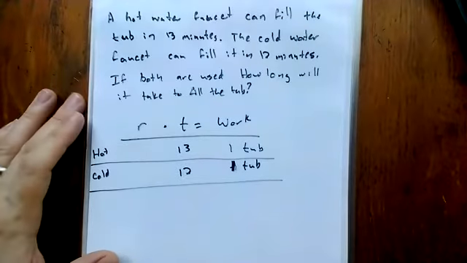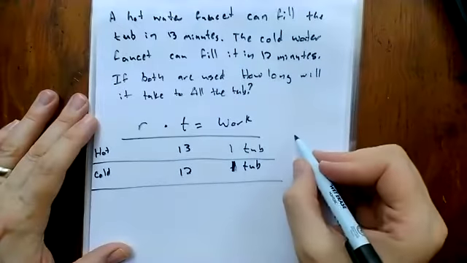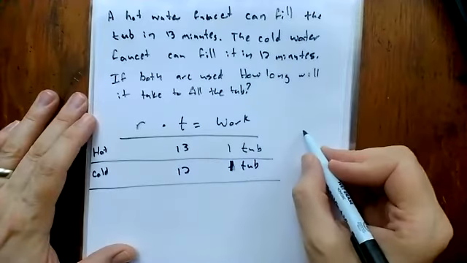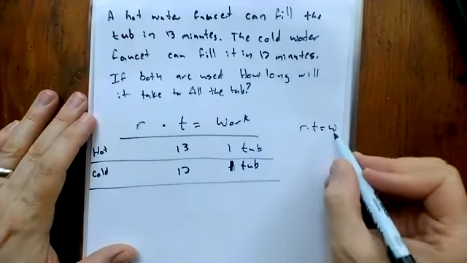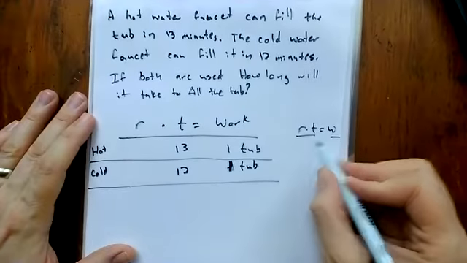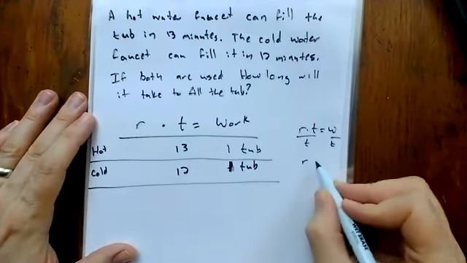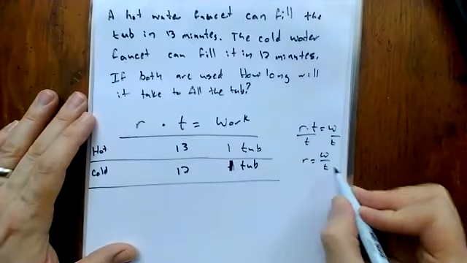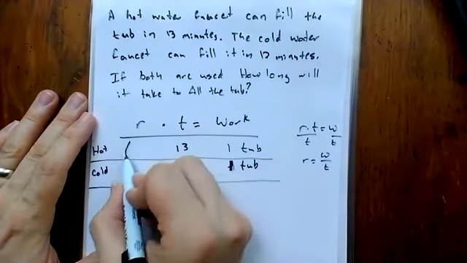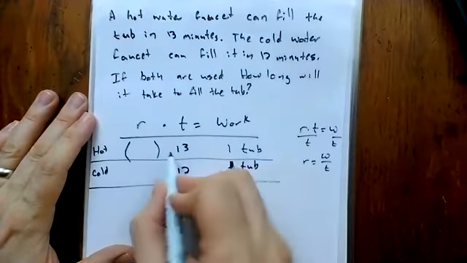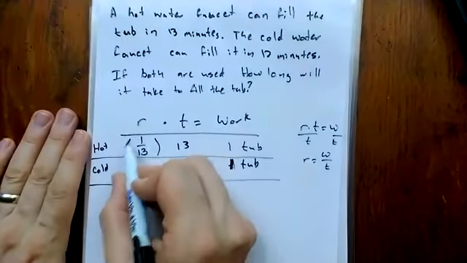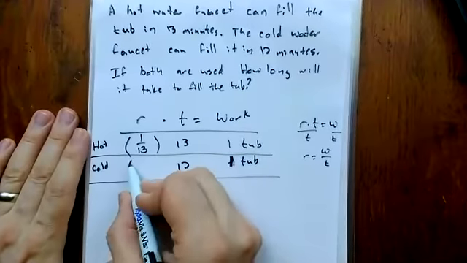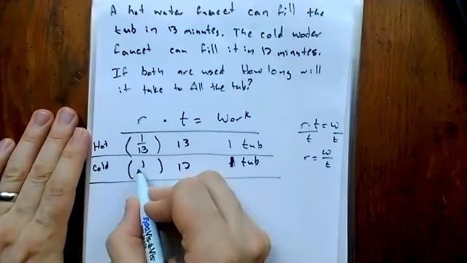So now I need to figure out a little something about the rates. If rate times time is equal to work, and I need to figure out the rate, I'll just divide both sides by time. So my rate is equal to work divided by time. Here, my rate is going to be my work, 1 divided by 13, 1/13. So every minute it fills 1/13 of the tub. Here, the cold water is going to do 1/12 of the tub.